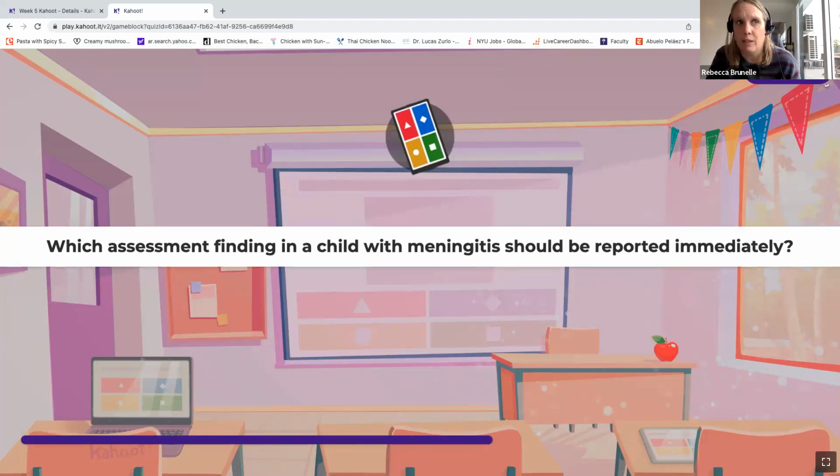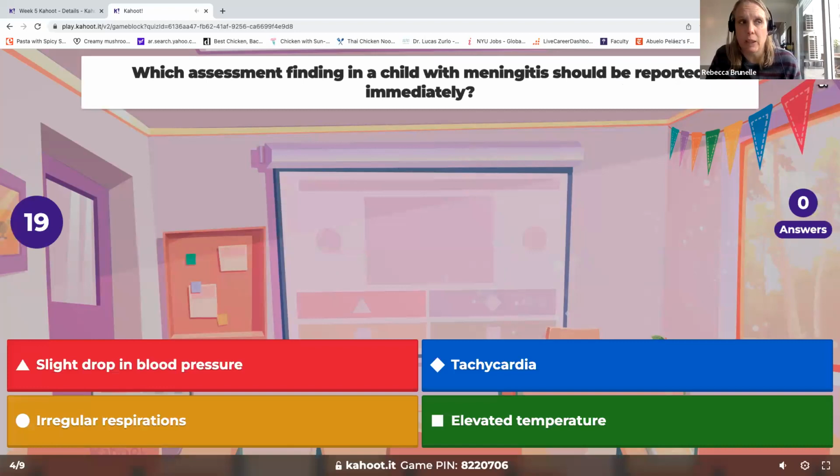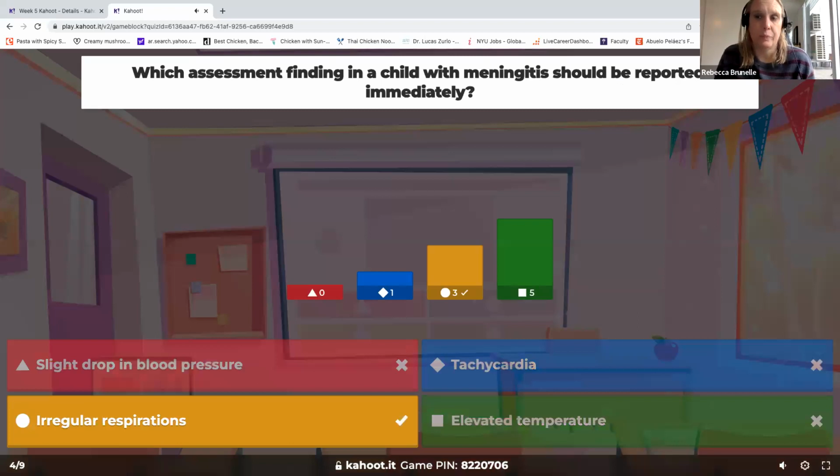So which assessment finding in a child with meningitis should be reported immediately? A slight drop in blood pressure, irregular respirations, tachycardia, or an elevated temperature? Right. So several of you got this right. This is trying to get you to think about that Cushing's triad. We talked about increased blood pressure, drop in heart rate. So the red and the blue are not the right answers because Cushing's has an increase in your blood pressure and a decrease in your heart rate. It's normal to have an elevated temperature when you have meningitis, but irregular respirations could be part of the Cushing's triad that you need to report immediately.